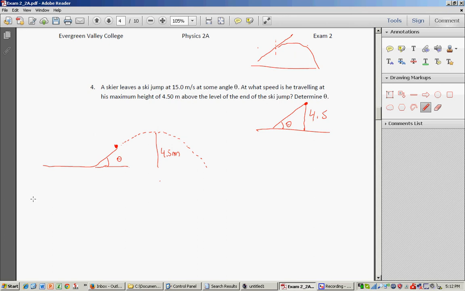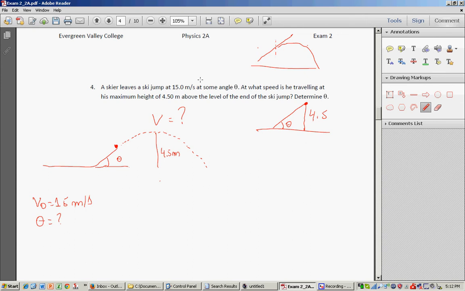So what do you need to do? So we want to find, well, what do you need to find in here? What is the given information? We have the initial velocity in which the skier leaves, which is 15 meters per second. The angle is an unknown. In fact, we have to find this angle. And we want to find the speed at this point. What is the speed at the maximum height? We don't know.